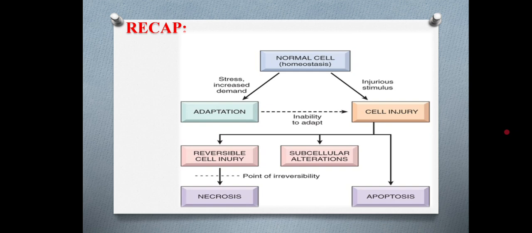Let me just run it through again. We move from a normal cell. If it is exposed to stressors, it can adapt. If it fails to adapt, it will be injured. And you must understand that cell injury starts from subcellular alterations.